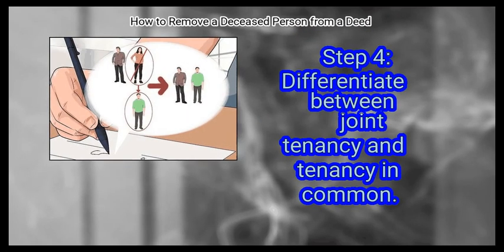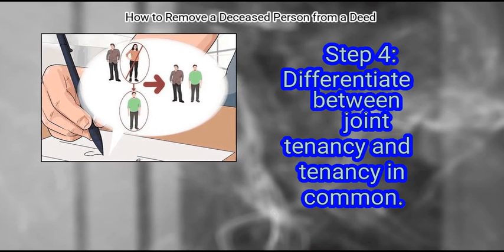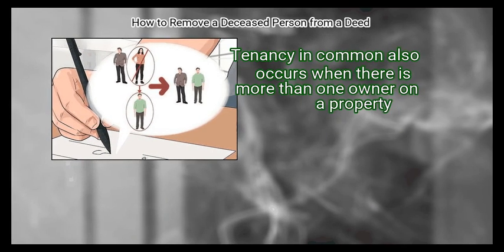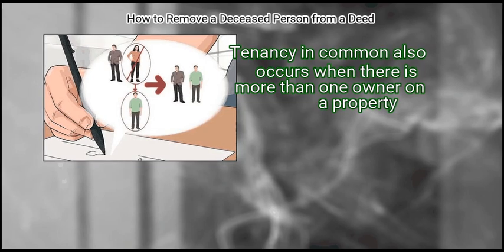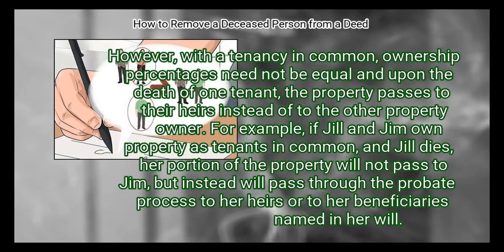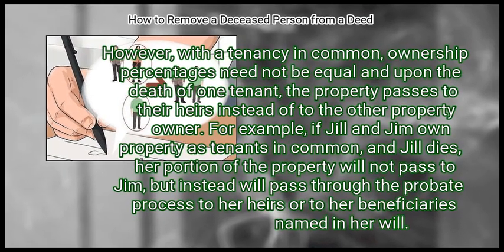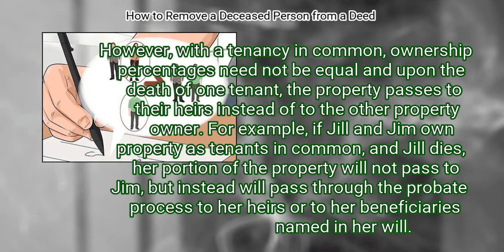Step 4. Differentiate between joint tenancy and tenancy in common. Tenancy in common also occurs when there is more than one owner on a property. However, with a tenancy in common, ownership percentages need not be equal, and upon the death of one tenant, the property passes to their heirs instead of to the other property owner.